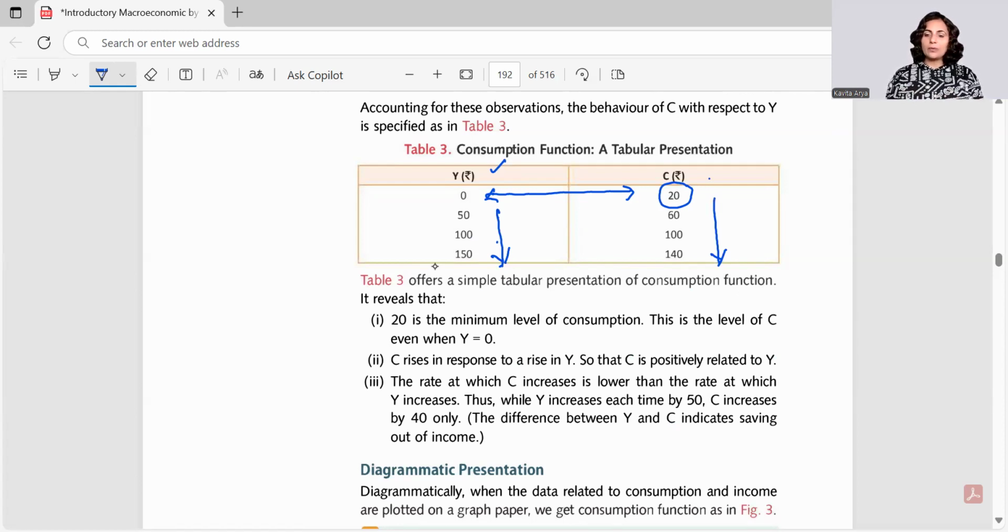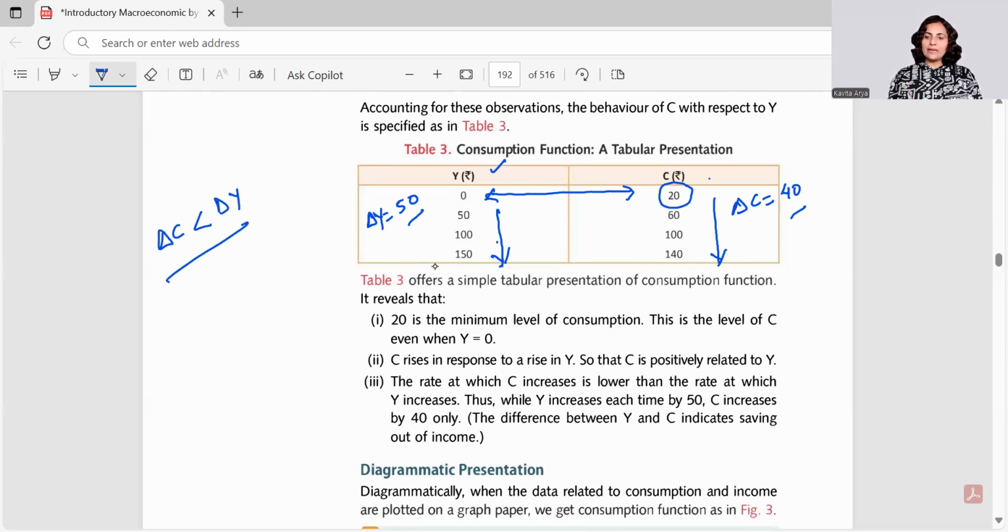There is one more point to understand, that we see a gap of the delta factor here, which is 50. That income is rising at a rate of 50. But what is the rate of rise in consumption here? See, from the initial value 20, it's beginning at 40, then 40, then 40 is rising. So there is again one point to be understood here, that delta C would always be lesser than delta Y.